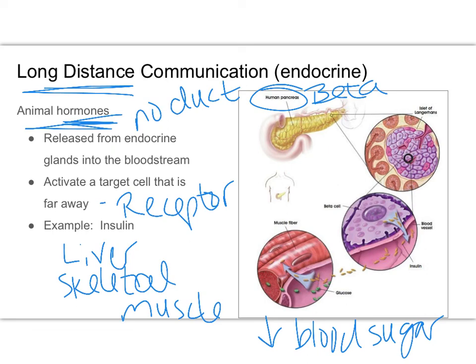So these are kind of our basics of cell communication: direct communication, local communication, and long distance communication. And we're going to look a little bit more in depth now at how the cell actually kind of processes this information.